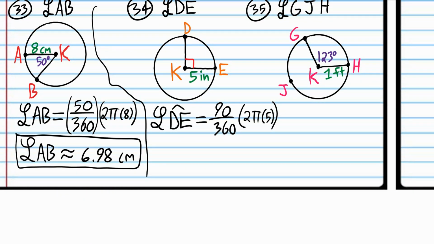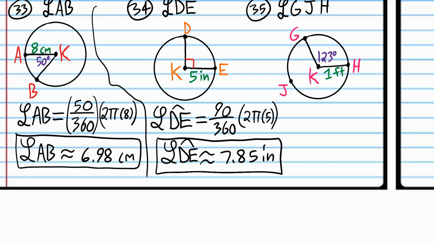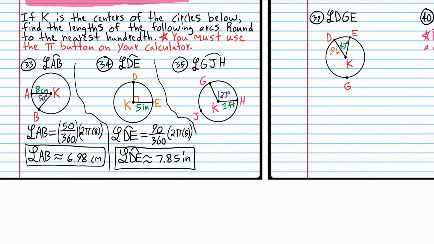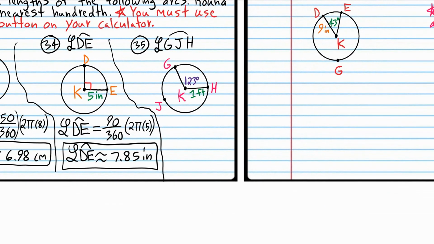So then we just get the calculator out, and 90 divided by 360 equals, and then times 2 equals, and then times pi equals, and then times 5 equals. So 7.85. And that is inches. So as you can see, this stuff is pretty easy. Most of the stuff we're doing in this class is really fairly easy.